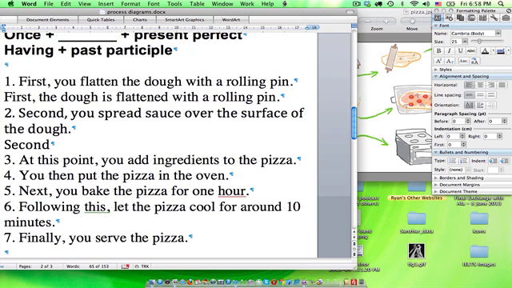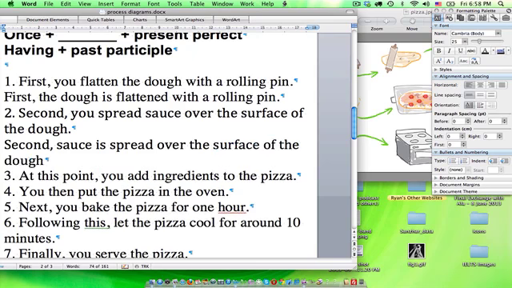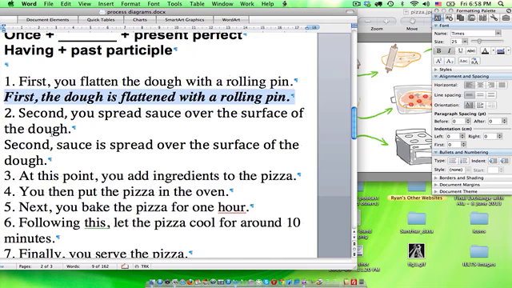Now second, you spread sauce over the surface of the dough, so this would become, second, sauce is spread over the surface of the dough. Okay, actually what I'll do is I'll make these italicized and bolded so they'll be easier to recognize from the others.